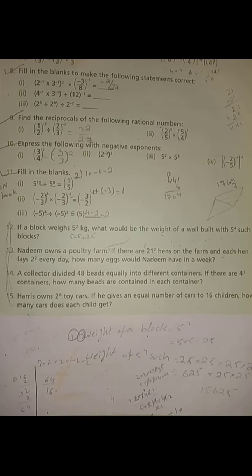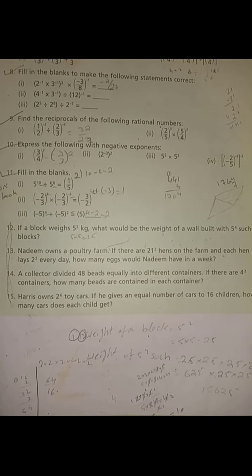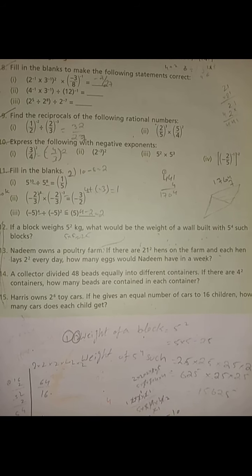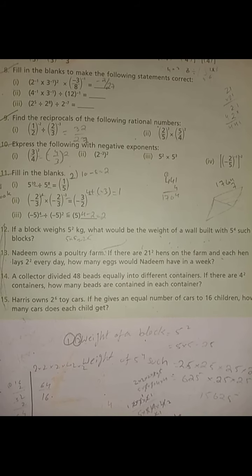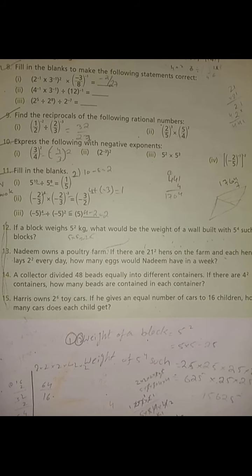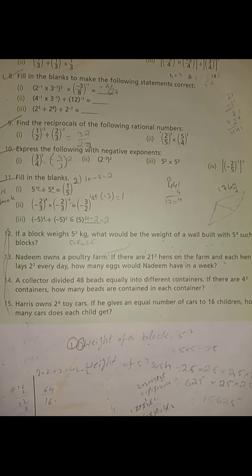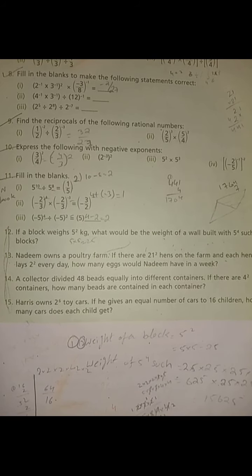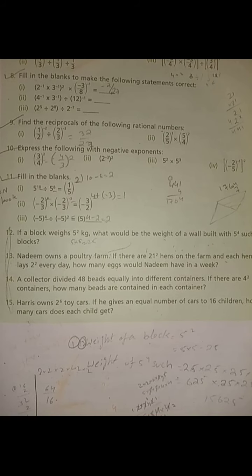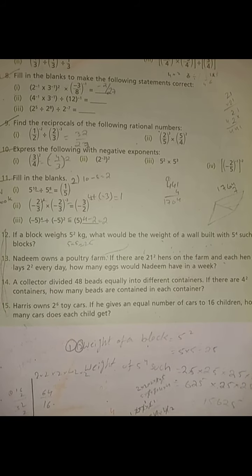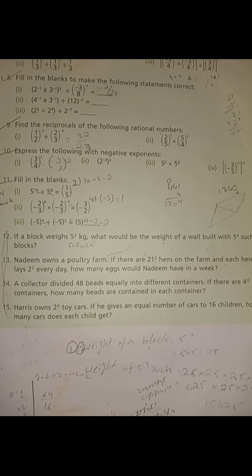Students, now in question number 13 we have Nadeem on the poultry farm. If there are 21 raised to power 2 hens on the farm and each hen lays 2 square eggs every day, how many eggs would Nadeem have in a week? There are a total of 21 square hens and each hen lays 2 square eggs. So you have to find the total number of eggs in a week.